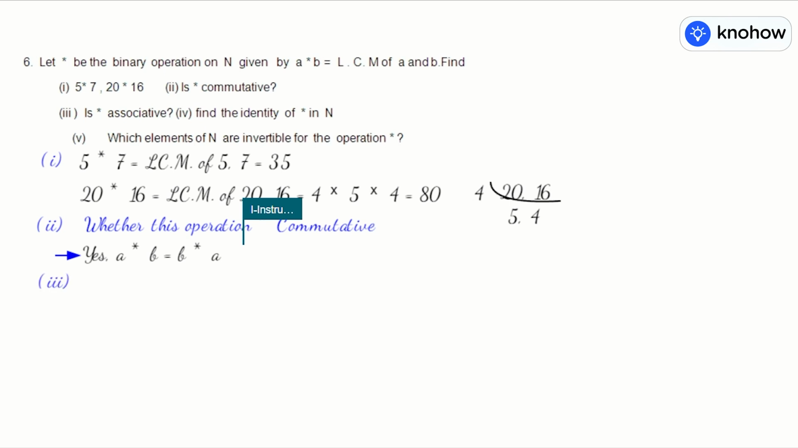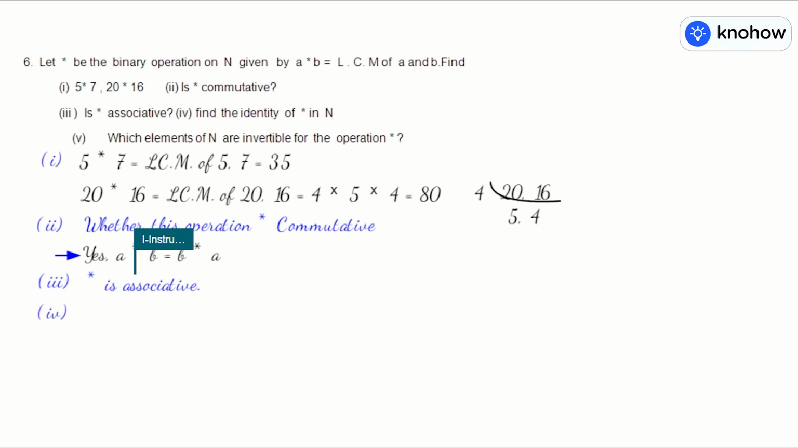Now the third part, he is asking you whether this operation star, which is the LCM of A and B, is associative or not. So yes, star is associative. Instead of going into detail, I can simply say that if there are any three numbers and you are finding their LCM, the order does not matter. So the star operation between three numbers is, yes, associative. You need not give the details.